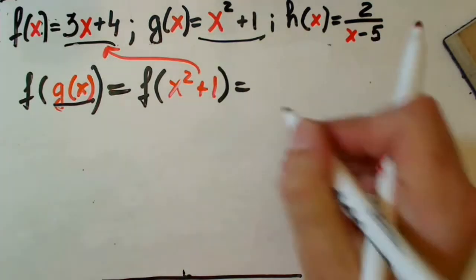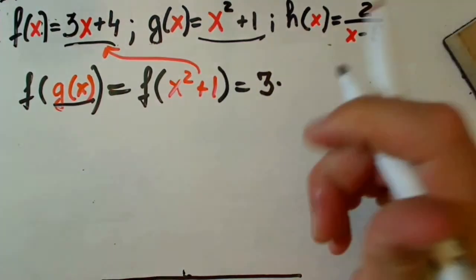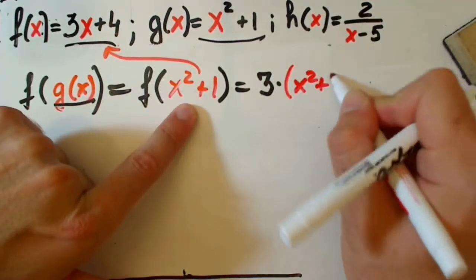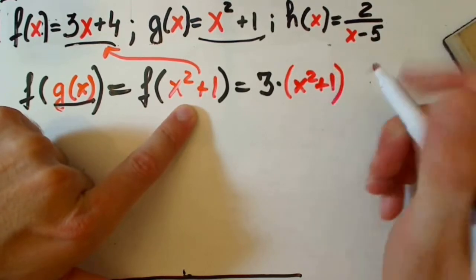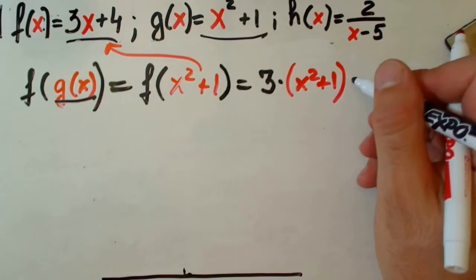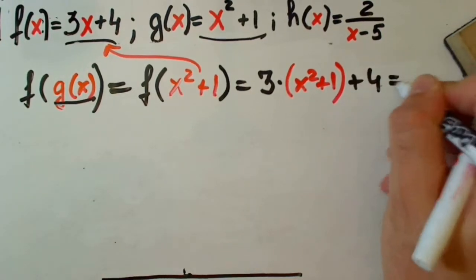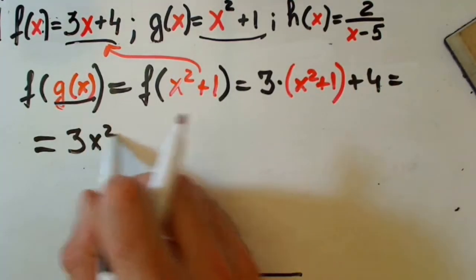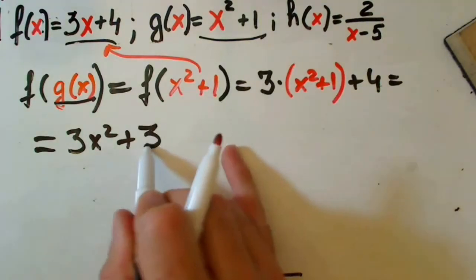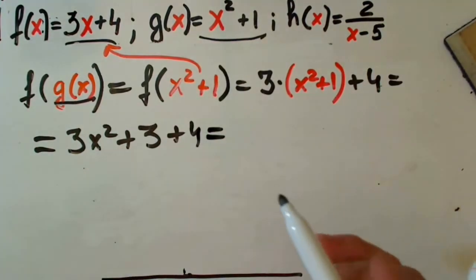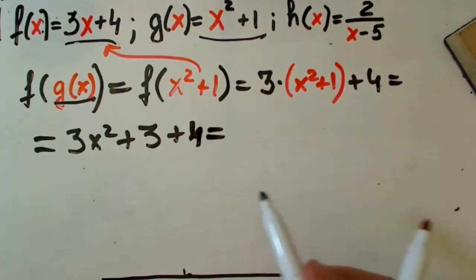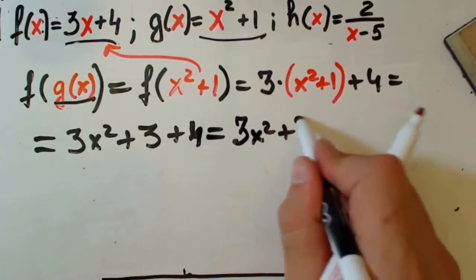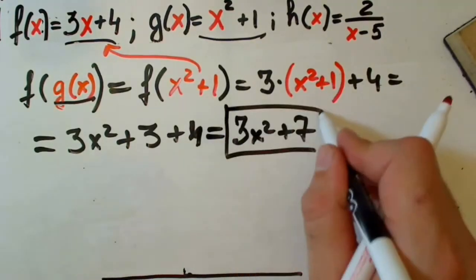Red for red, it means 3 times our input, which is right now not x but x squared plus 1, in parentheses, and now plus 4. What do we have? Distribute 3, we have 3x squared plus 3 times 1, 3, plus 4. Similar terms, it's still only 3x squared plus 3 plus 4, 7, plus 7. This is our composition of functions.